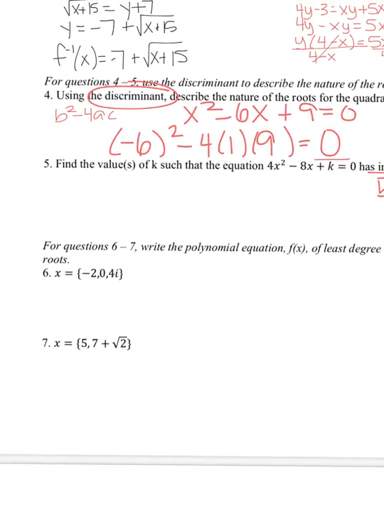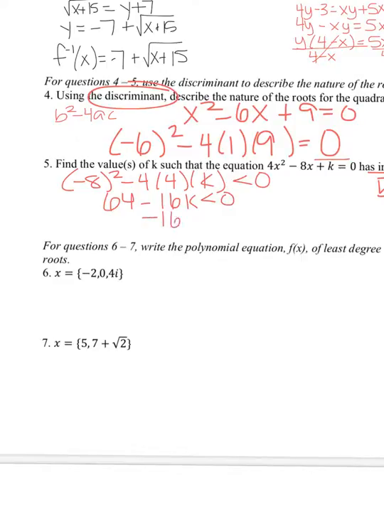So b squared minus 4 times a times c is k. We want to know, when is that less than 0? When is that negative? So this is 64 minus 16k less than 0. You're going to subtract the 64 over, I'm sorry, so less than negative 64.